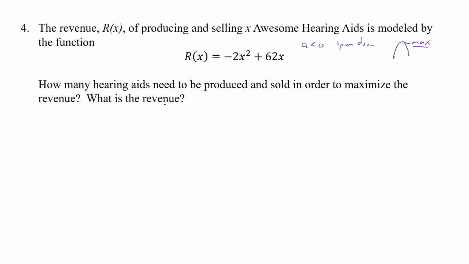Okay. So what we need to do is find minus B over 2A. So minus 62 over 2 times negative 2. And so if we do that one, that's going to be 62 over 4, and that's going to be 15.5 if we divide that out. So now this is one of those things where you need to round, but it doesn't tell you you need to round. And so can you make half a hearing aid? Not really. I guess you can make one for one ear, but we're going to assume we have to make at least 15.5.